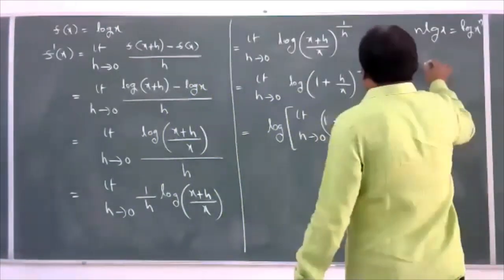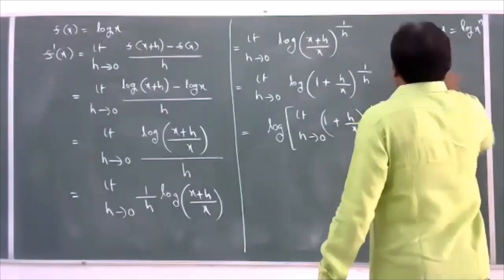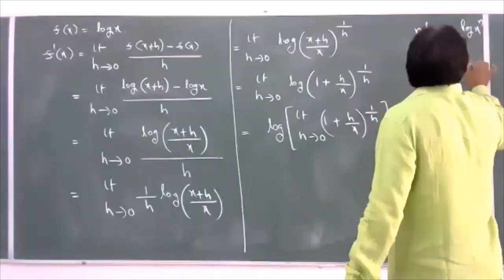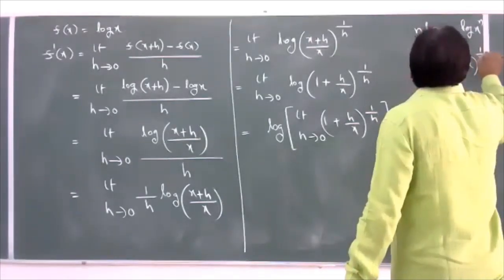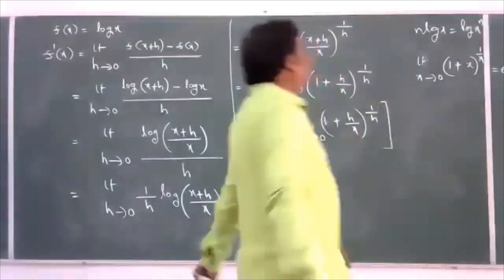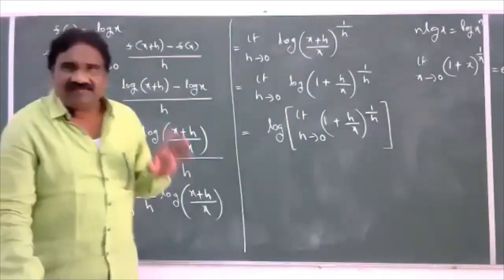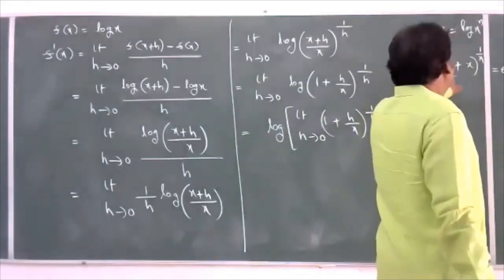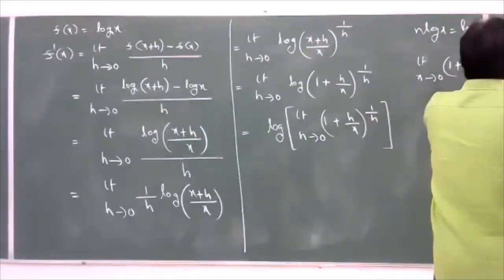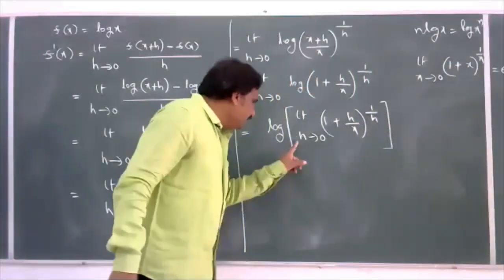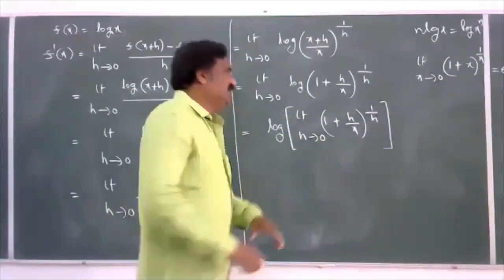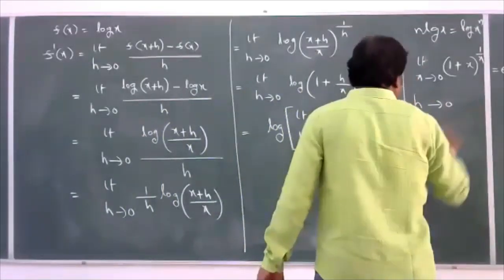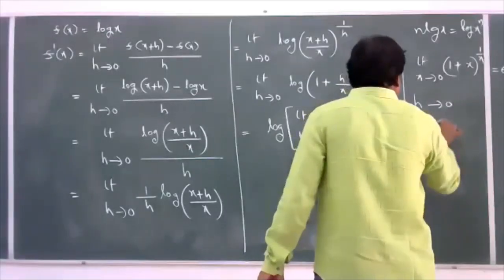Here we remember one formula, limit x tends to 0, 1 plus x whole power 1 by x is equal to e. In the standard limits, you remember this formula. Here h tends to 0 means, just listen carefully, h tends to 0 means h by x tends to 0.